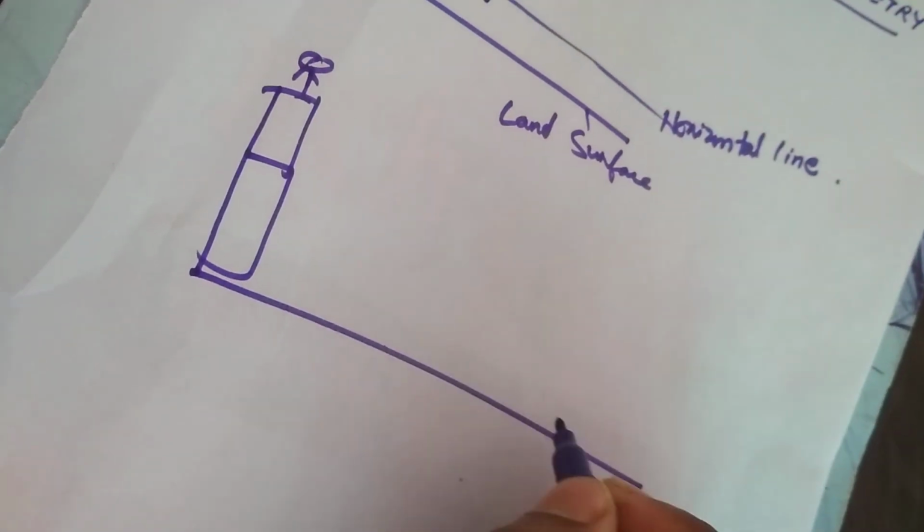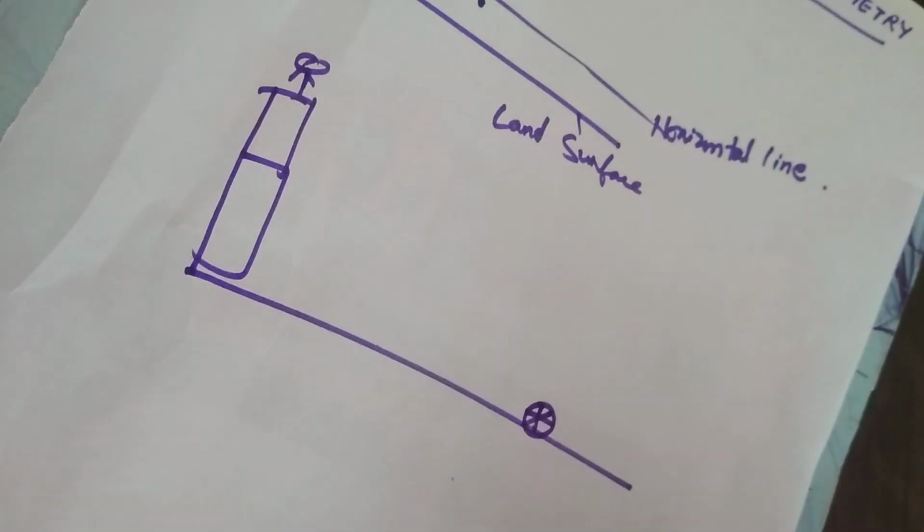Now this is the ground surface. Let's say a ball is lying here, an object. This is an object.